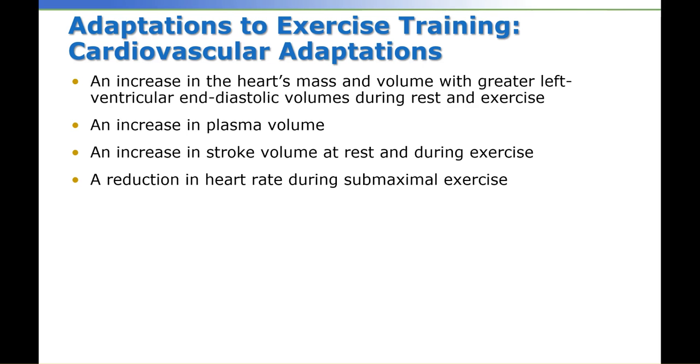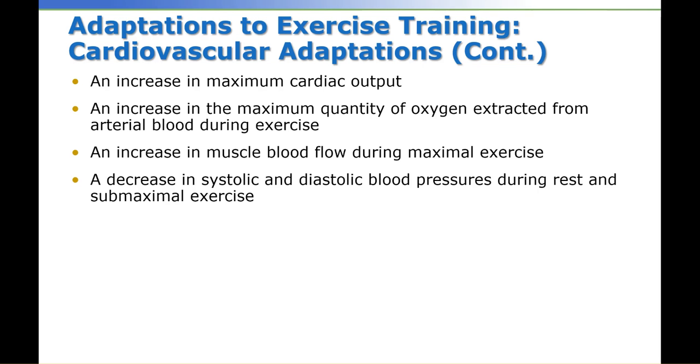So people who are aerobically trained, you'll see them at about 50, 55 beats per minute, versus someone who's sedentary with like a 70 beats per minute resting heart rate. And it's relative to the stroke volume. There is also a reduction in heart rate during submaximal exercise. An endurance trained individual's heart rate is less during submaximal exercise as well.